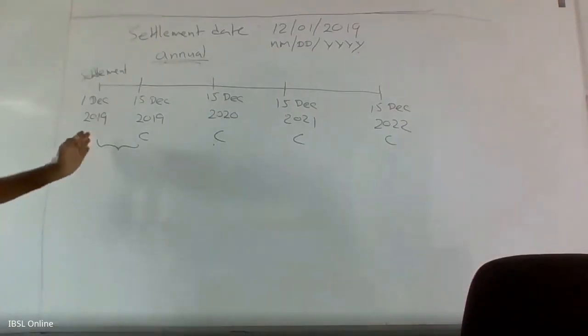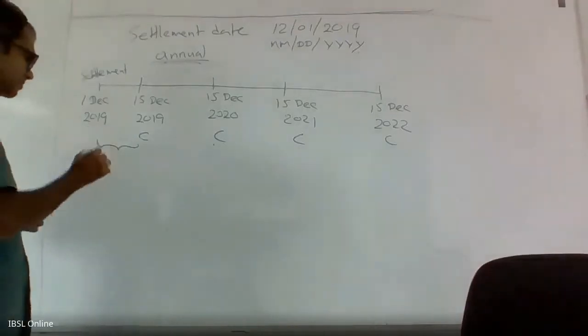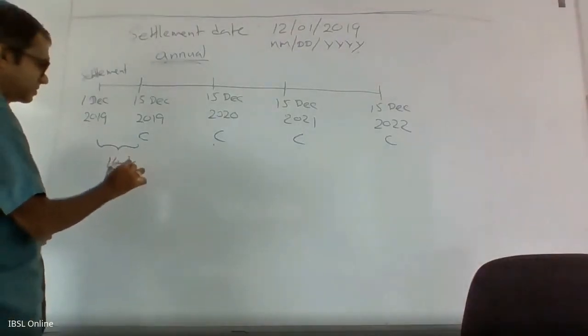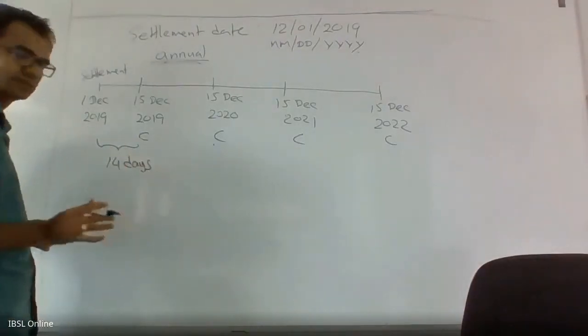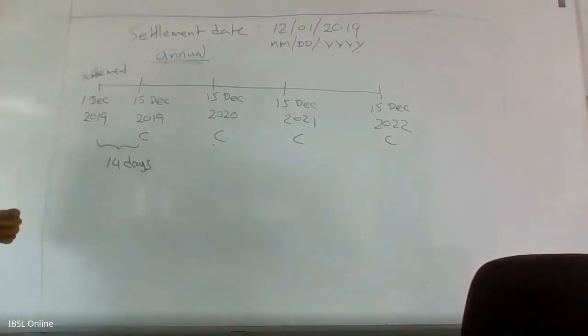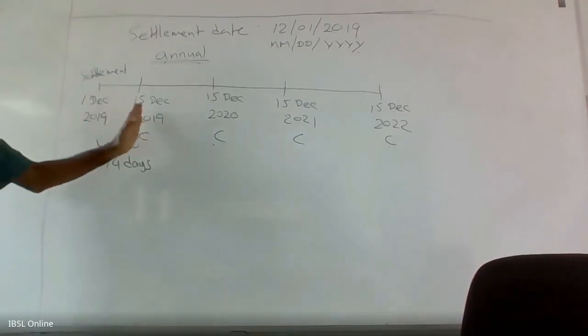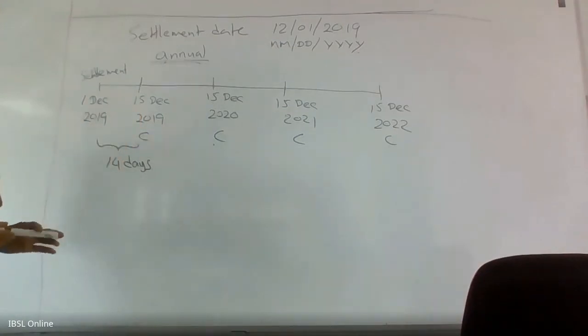How many days in between 1st December 2019 and 15th December 2019? There are 14 days. This is correct. Don't get confused or say 15 days, because the coupon date you cannot count.